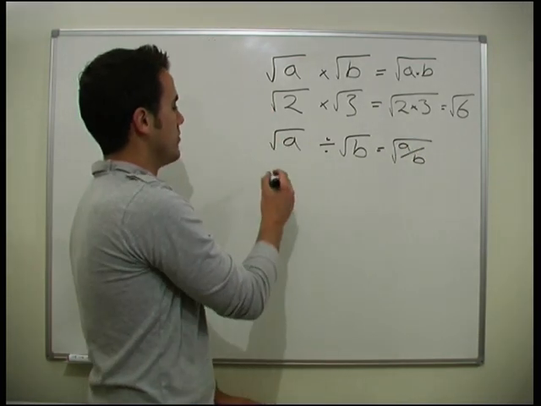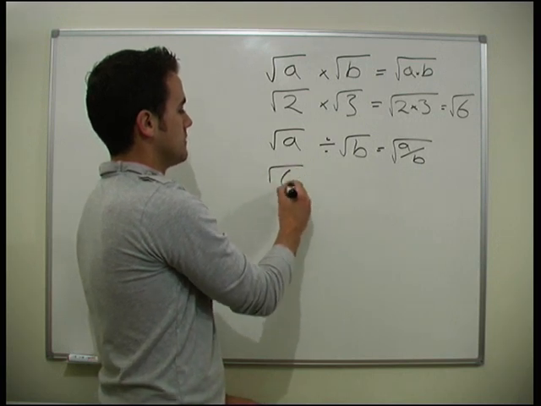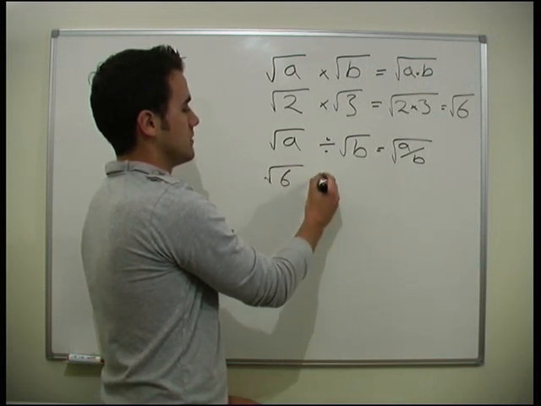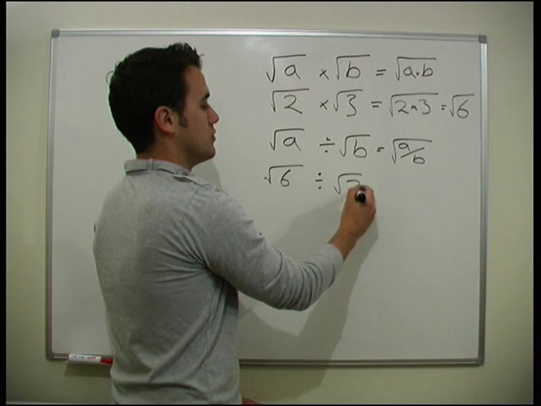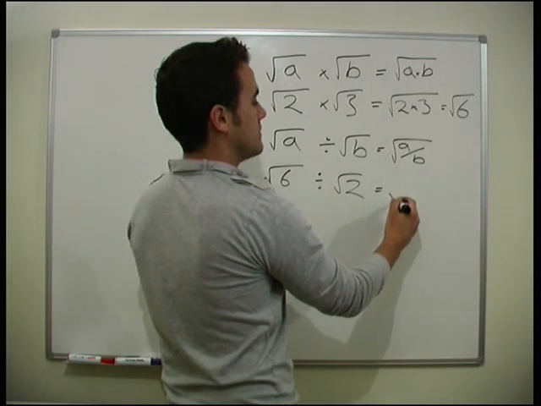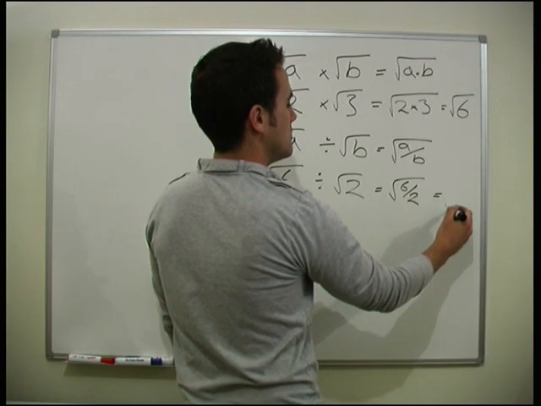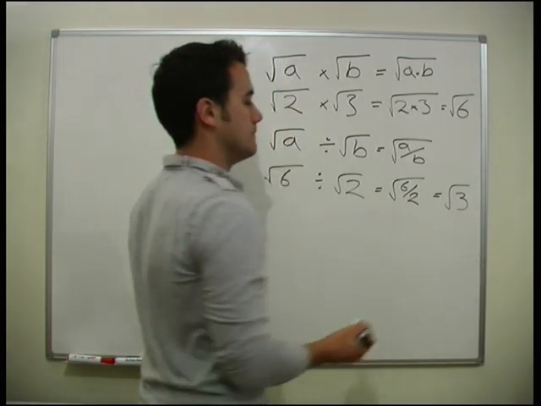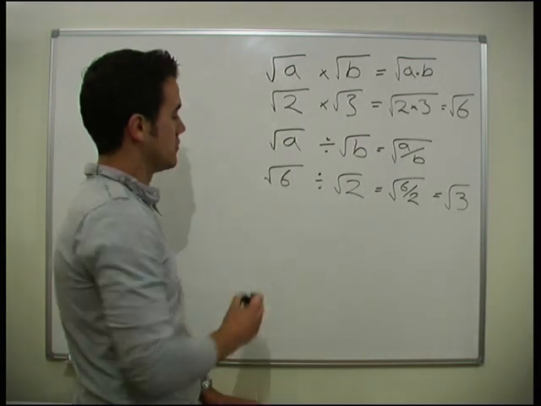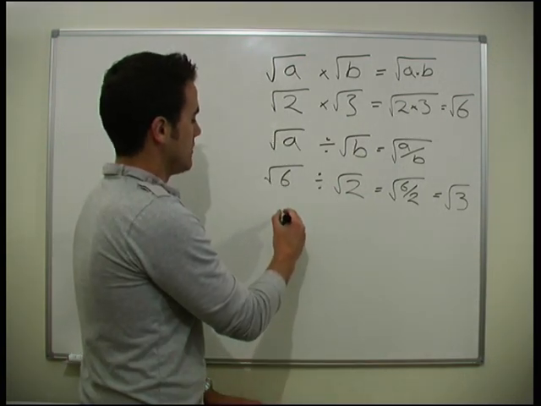And again, an example, we had root 6 divided by root 2 would be the same as root 6 divided by 2, which would equal root 3.